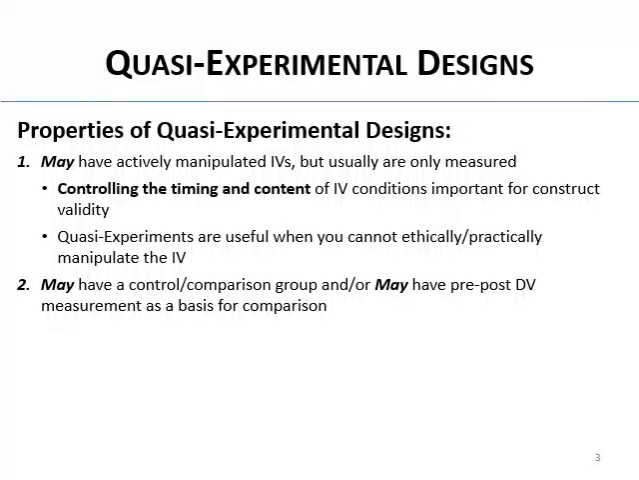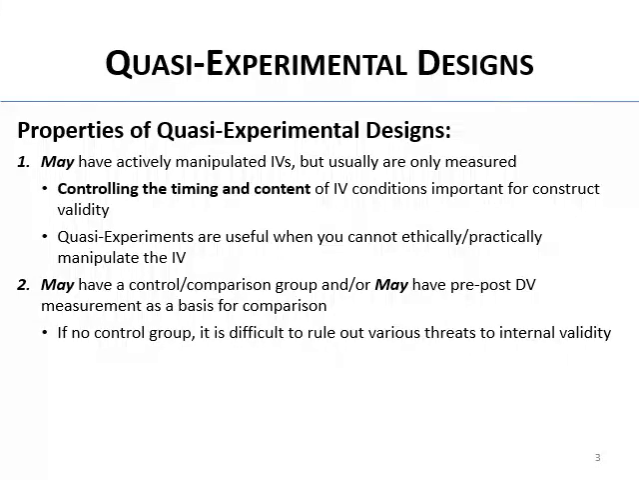They may have a control or comparison group, or they may have a pre-post dependent variable measurement as a basis for comparison. So again, they can have these things, and to the extent they do, they're better quasi-experimental designs. If you don't have a control group, it's difficult to rule out various threats to internal validity, when we were talking about that a couple weeks ago. One of the true things of quasi-experimental designs is they never have random assignment to independent variable levels. So that's one of the ways you can tell if this is a true experiment or quasi-experiment.